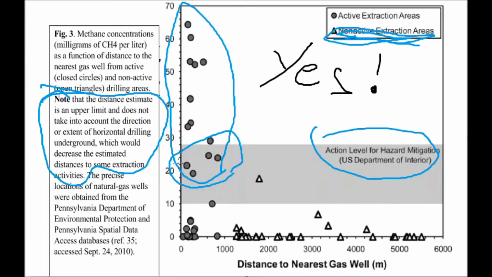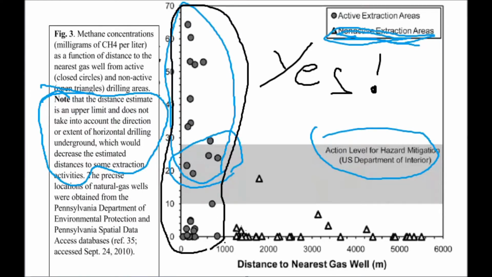In general, active sites that were closer to the drinking water samples showed higher levels of contamination when compared to non-active sites farther away, and even the non-active sites that were closer still showed lower levels of contamination altogether.